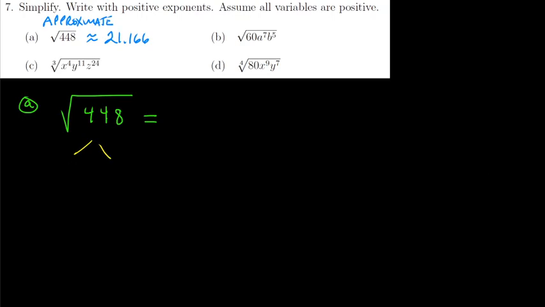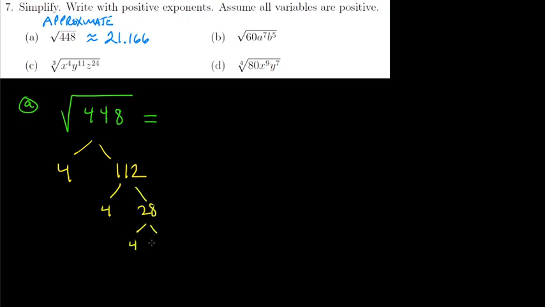So I want to divide by perfect squares. So I could divide by 2, but 2 is not a perfect square. 4 is. So if I divide by 4, the other factor is 112. So 4 times 112 is 448. And if I divide by 4 again, 112 divided by 4 is 28.